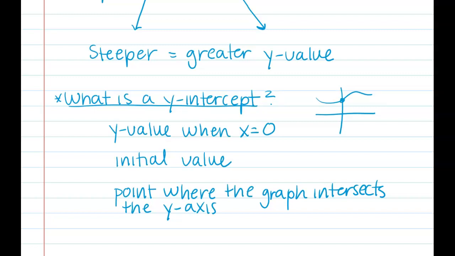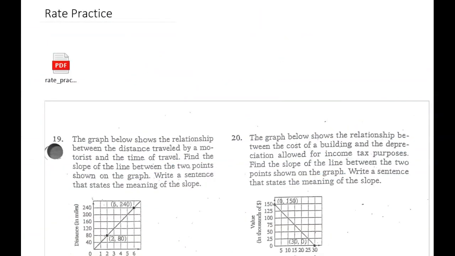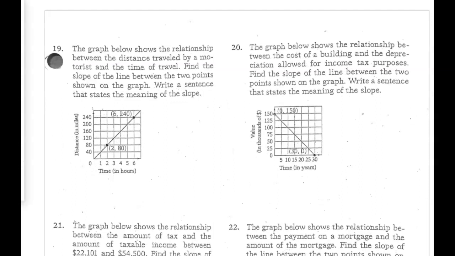So there's two practice worksheets, rate practice and interpreting slope practice. I'm going to show you a couple problems from each. So first for our rate practice. So we have a graph, a bunch of graphs. This one in particular, number 19, shows the relationship between the distance traveled by a motorist and the time of travel. And we're going to find the slope of the line between the 2 points we're given, and we're going to write a sentence that states the meaning of the slope.